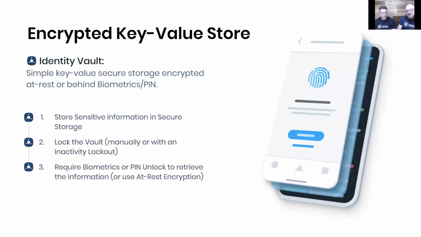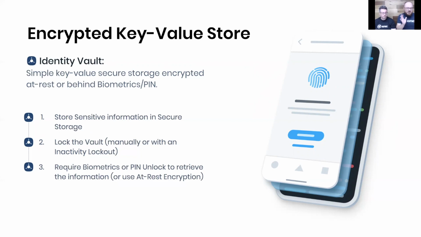So on to the next one. This one's a little bit simpler here, right? This is like simple data mode. This is if you want the secure storage functionality of just key value, right? You want to store encrypted data at rest or put it behind biometrics or PIN support, you can use Identity Vault. Now, there was a secure storage plugin that existed in Cordova that was sunset over the summer. This achieves that functionality of a simple key value store.